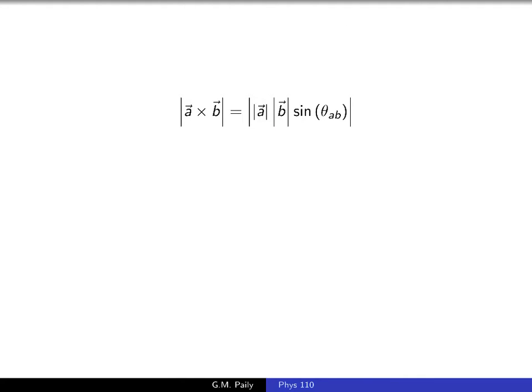The magnitude of A cross B is given by the magnitude of A times the magnitude of B times the sine of the angle between them, and then the magnitude of the whole thing. Notice that this is very similar to the dot product, but instead of a cosine, we have a sine. Once again, we see that if the angle between the vectors is 0 or 180 degrees, then sine of 0 or sine of 180 degrees is 0. And so the cross product of two parallel or antiparallel vectors has magnitude 0.